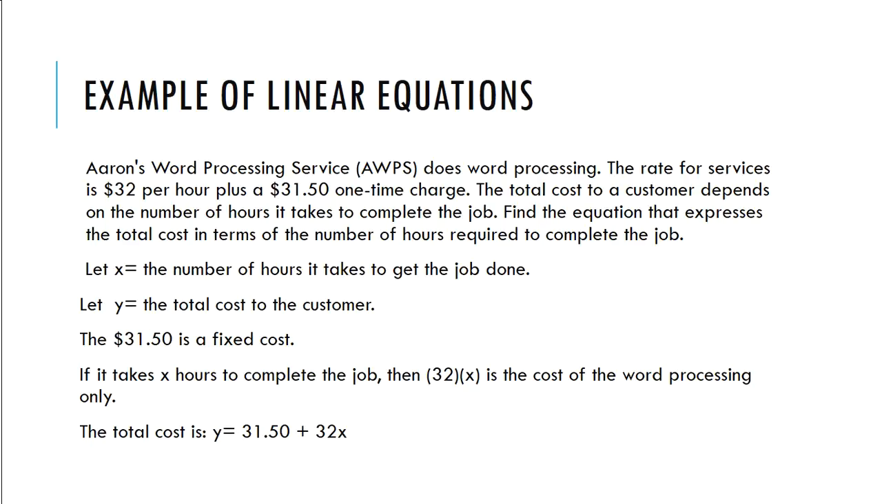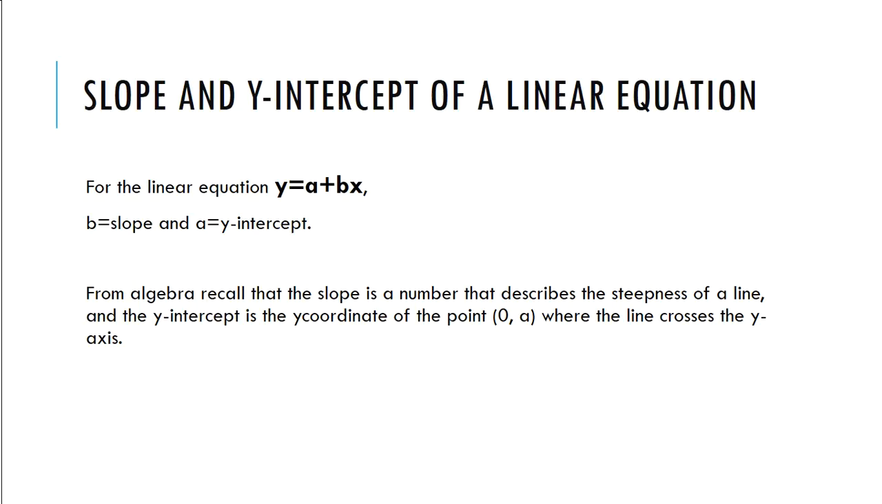Let X be the number of hours it takes to get a job done, and let Y be the total cost to a customer. Let's break this down. The $31.50 is a one-time charge. Regardless of what you're getting done, you get that charge added to you. Then the $30 is for each hour after that. So we can write this as a linear equation. y equals that fixed cost of 31.50 plus 30 times x, where x is the number of hours to get a job done.